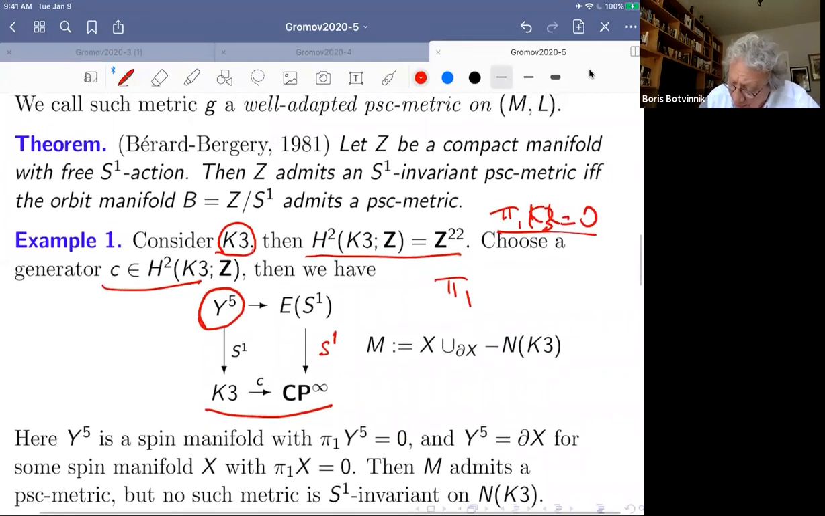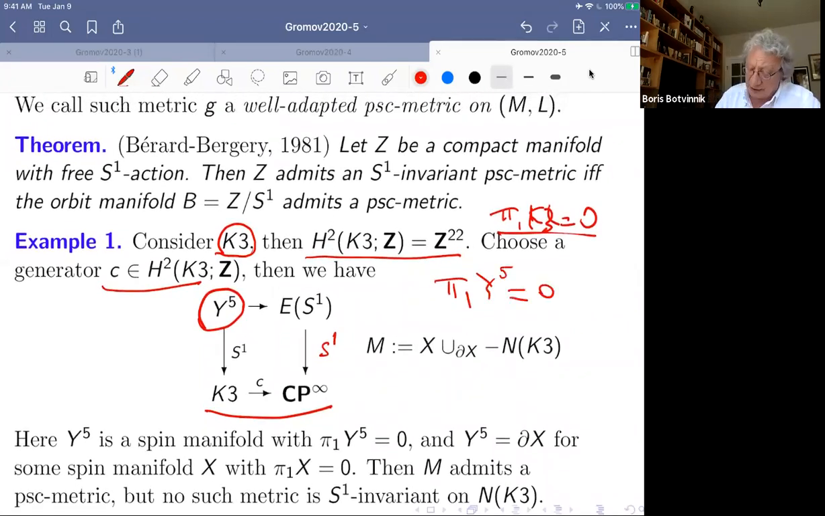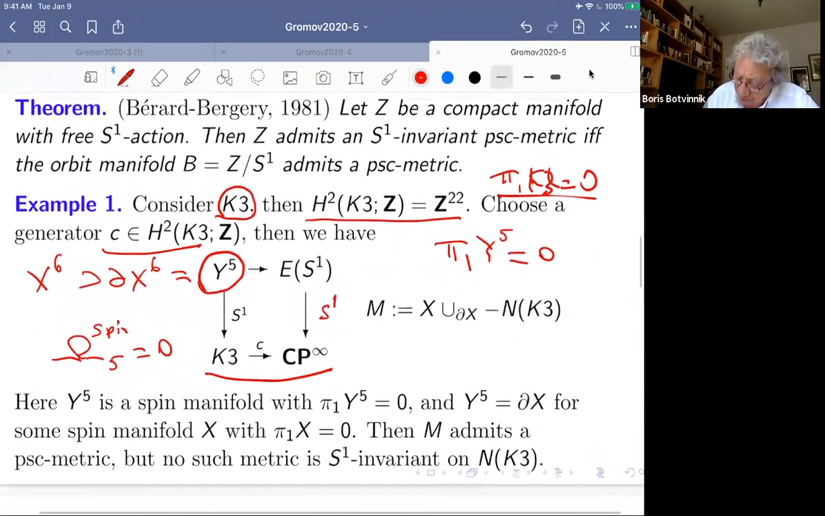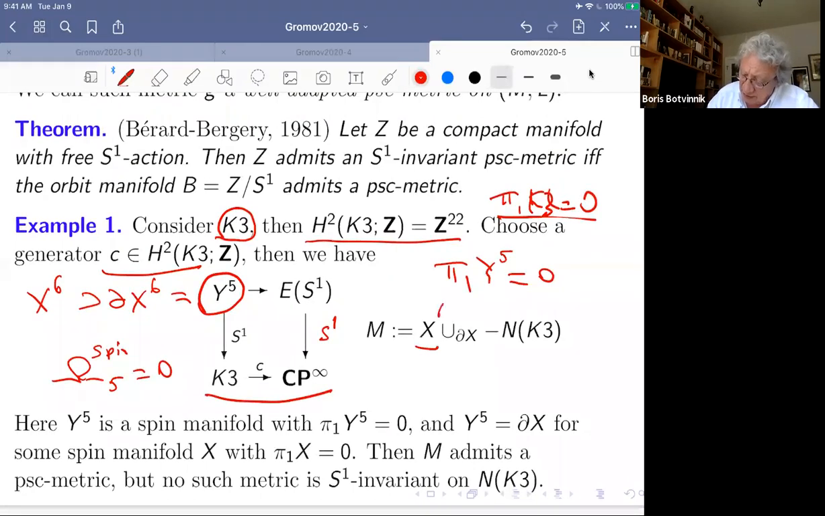It's actually quite easy to show that this manifold is simply connected. It's also spin, and it's the boundary of some spin manifold X of dimension 6. The reason behind that is that the spin cobordism group in dimension 5 is 0, so every closed 5-dimensional spin manifold is a boundary. Then, if we put together this X of dimension 6 and the corresponding disk bundle over K3, we get a manifold M of dimension 6, which certainly has a positive scalar curvature metric.